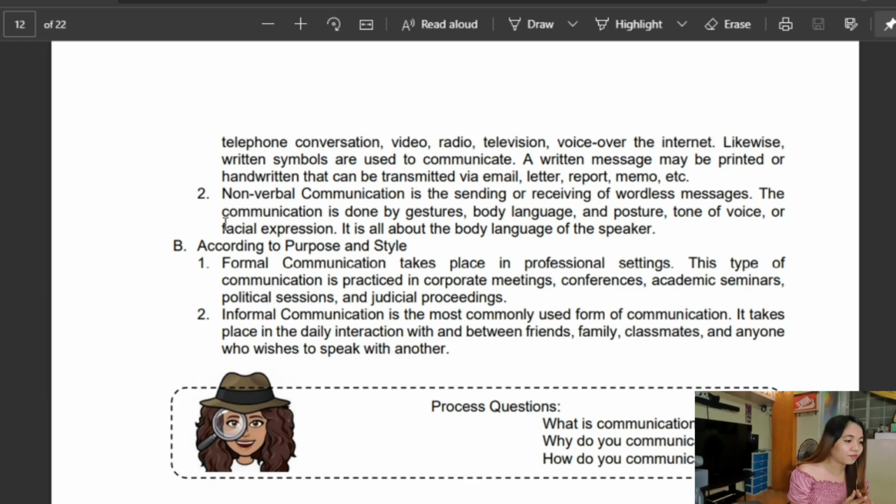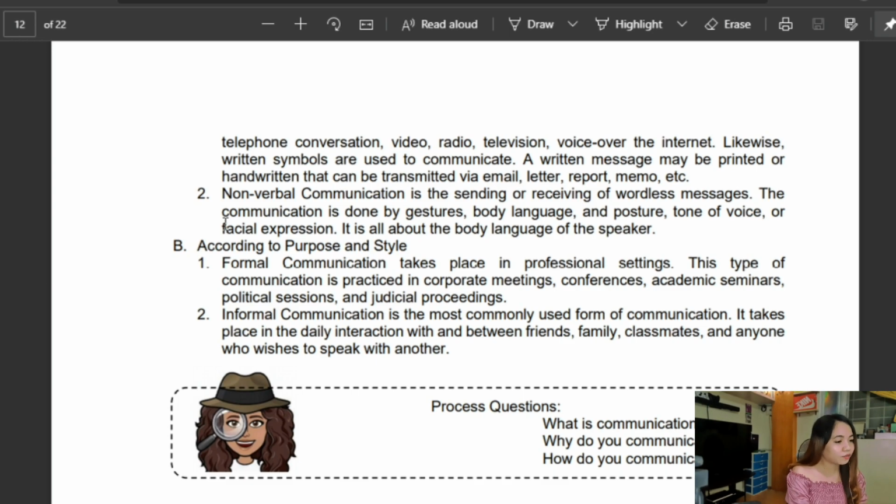You notice in non-verbal communication, there are some cases where people mistakenly interchange handwritten or written communication with non-verbal communication, which is not correct. Because when you say non-verbal communication, remember the words wordless messages. So you're not using any words either through speaking or through writing. You're only using gestures or body language, and even the tone of our voice and our facial expression could also be part of non-verbal communication.